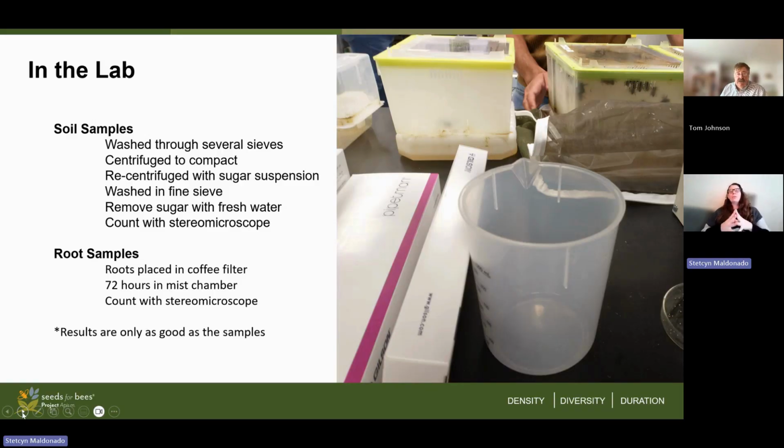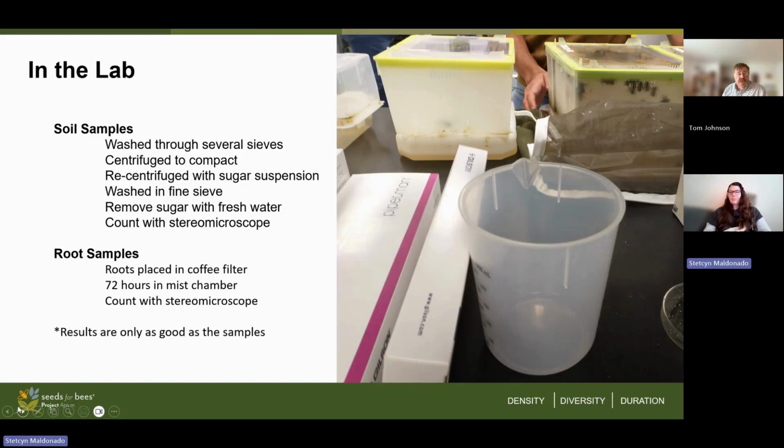What I was told as far as the theory about this system is the nematodes have an aversion to light. So they're going to try to move to what they think is deeper into the soil, but they're actually moving from those roots through that coffee filter, and then they drop into the bottom of that container. And that's where they can be counted with that microscope.